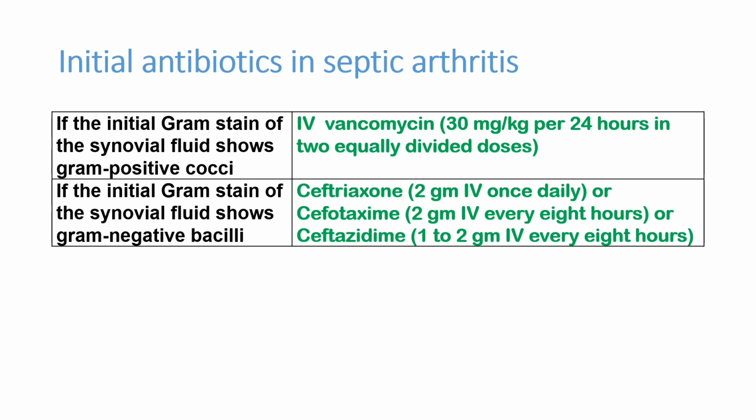Before getting any report, because whether it is an adult or child, if we don't treat from the emergency room itself, the patient can have serious complications like joint destruction and permanent joint damage. So antibiotics should be initiated immediately from the ER itself.